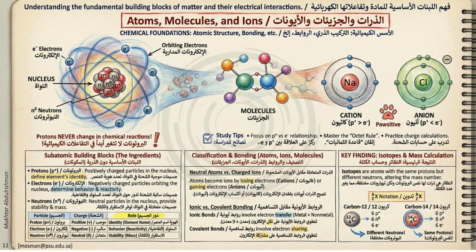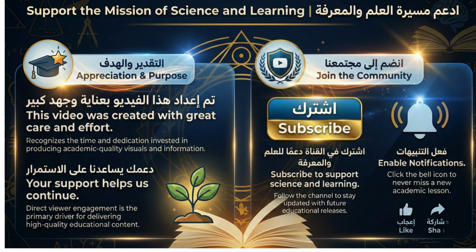To summarize, atoms are the basic building blocks of matter. They are made of protons, neutrons, and electrons. Atoms can form molecules by bonding together. Atoms can also become ions by gaining or losing electrons. And isotopes are atoms of the same element with different numbers of neutrons. These concepts help us understand how matter behaves and interacts.